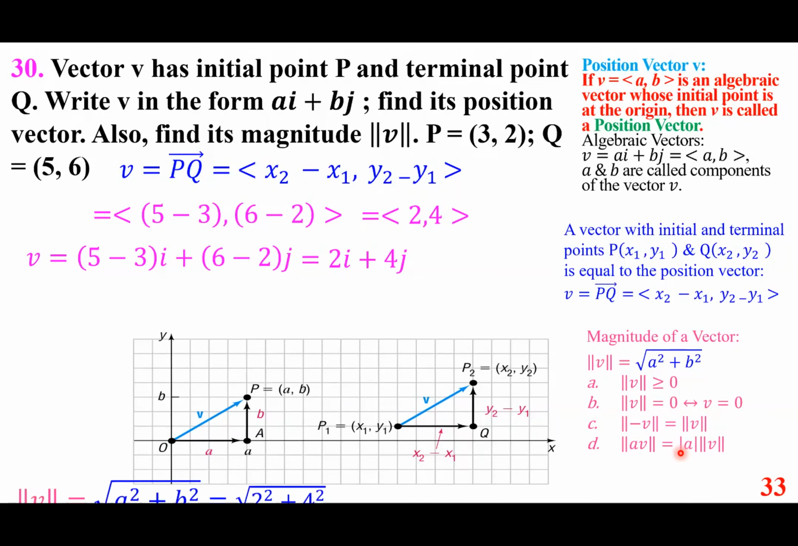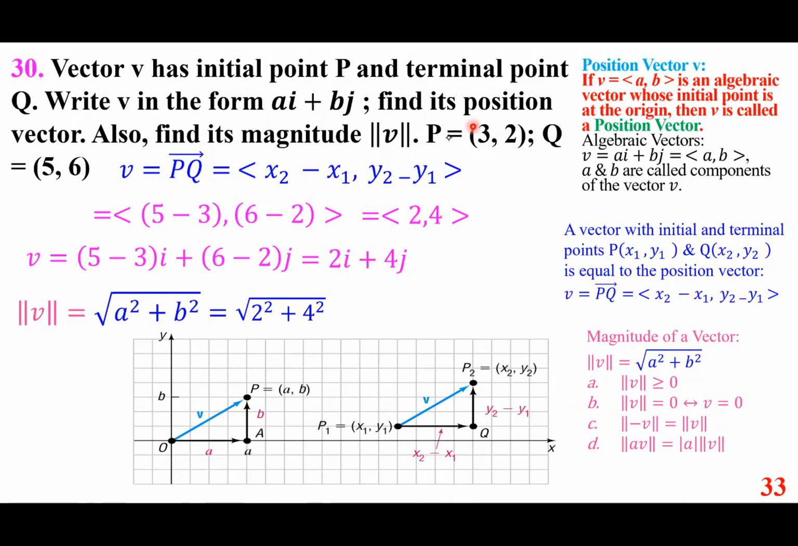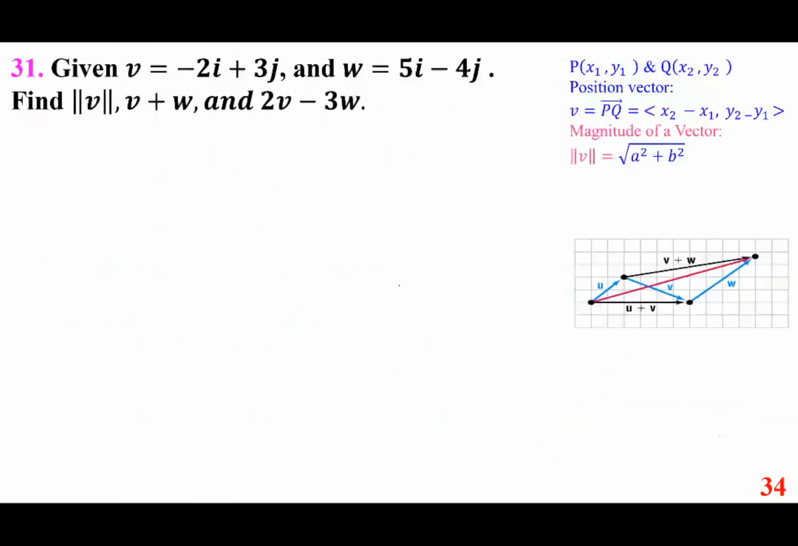If you multiply it by a, and a is a scalar, you can put it in an absolute value. So what is the magnitude in this case, for V? This one is the square root of 2 squared plus 4 squared. And this is 4, this is 16, 20. As you know, the square root of 20 is 2 square root of 5, simply because this is 4 times 5, and 4 comes out as a 2.